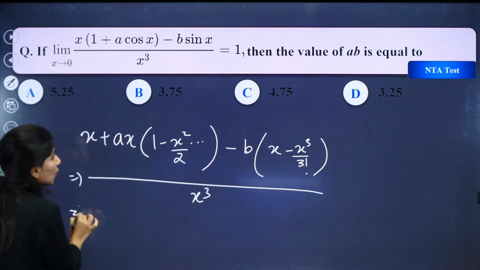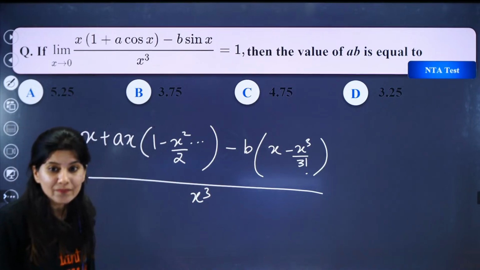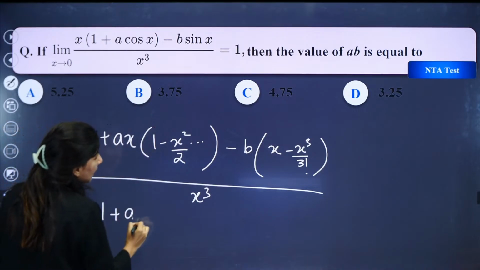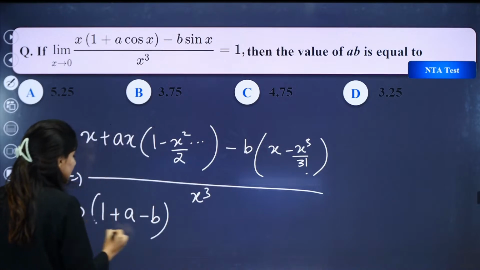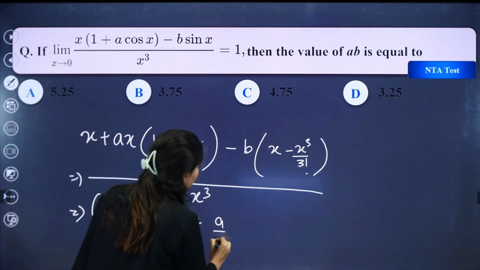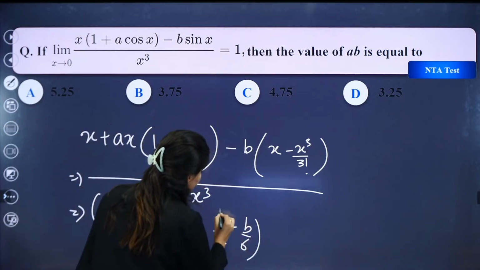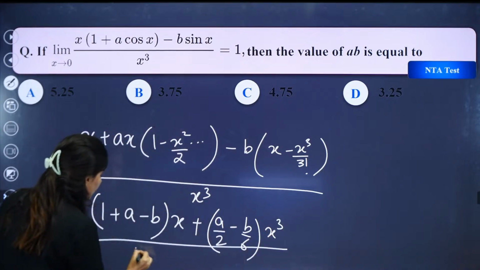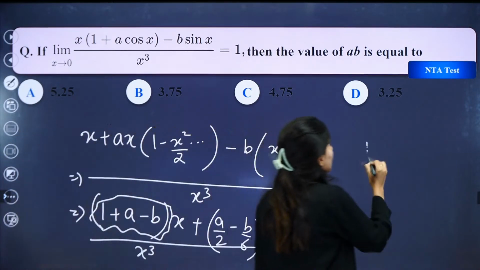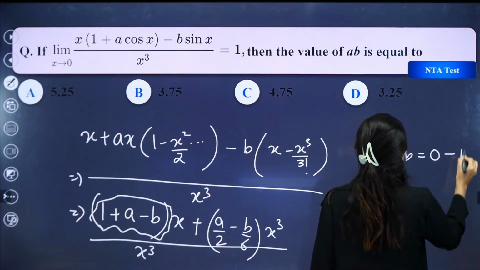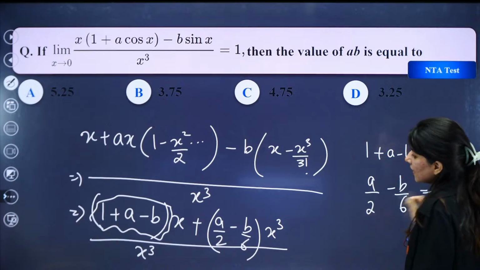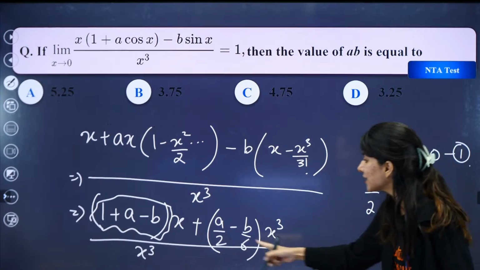Now let's just collect all the terms. Can you see there is no constant term? But you have a term related to x. So 1 plus a minus b, times x. Plus directly we have x cube term. So this is a by 2 minus b by 6, and we are having x cube, whole upon x cube. Now can you see this has to go. This has to be 0. So 1 plus a minus b is equals to 0. That is your first equation. And you have a upon 2 minus b upon 6 as your value. That is your limit's value, because x cube gets cancelled out.